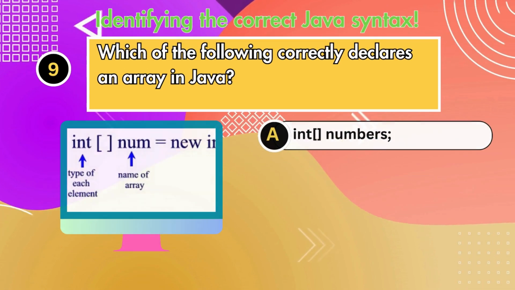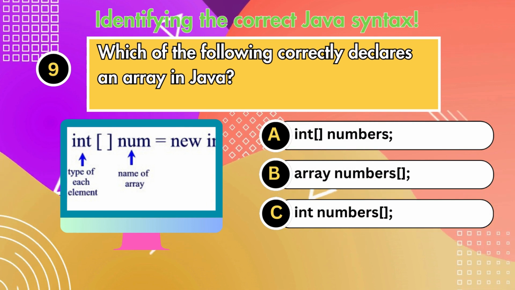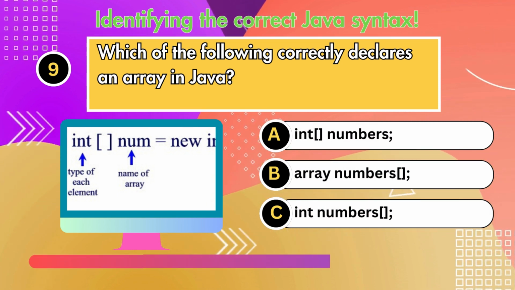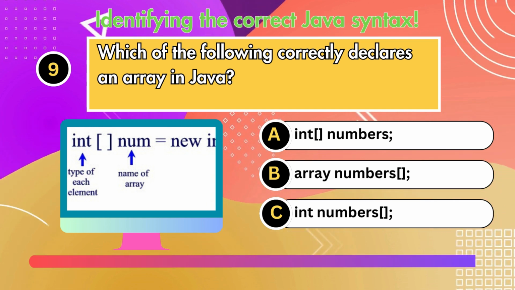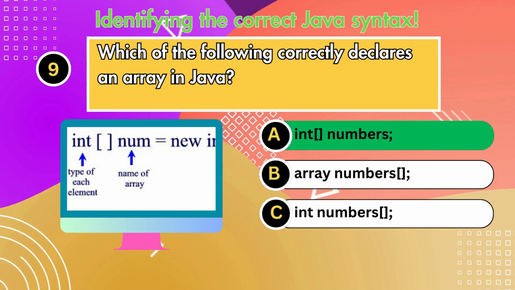Which of the following correctly declares an array in Java? A. Int numbers. B. Array numbers. C. Int[] numbers. Answer is int numbers.